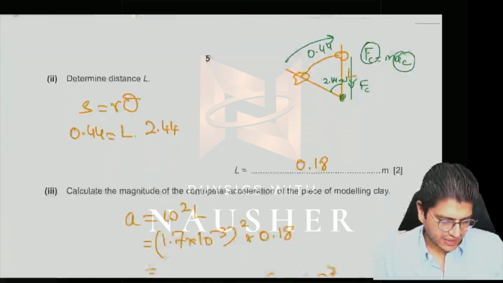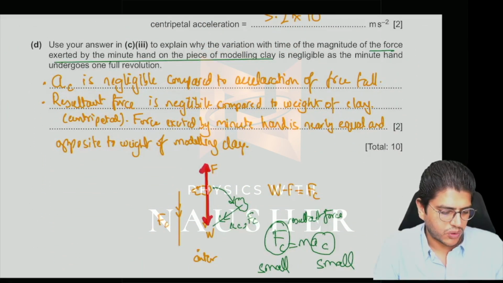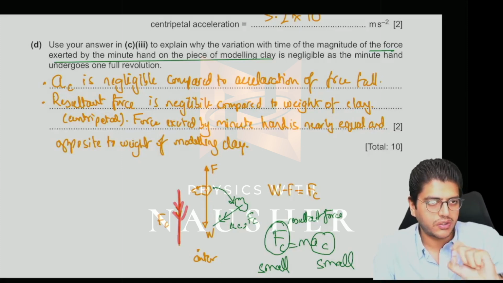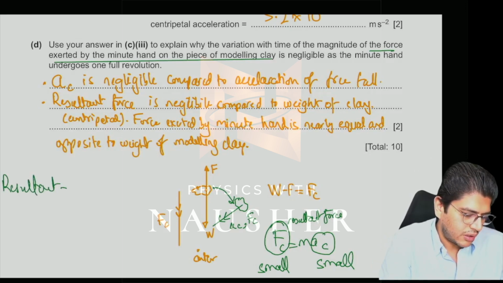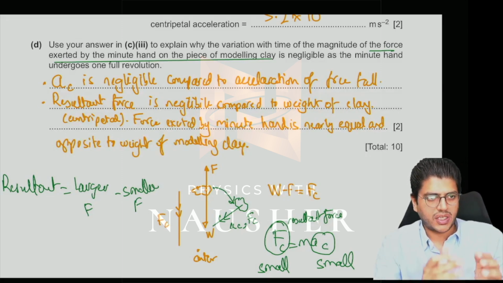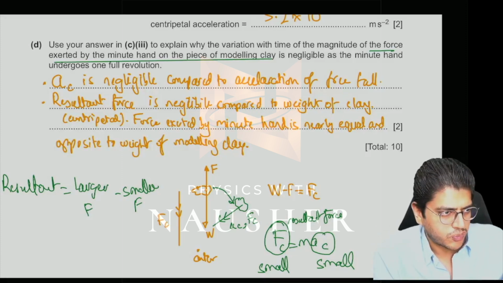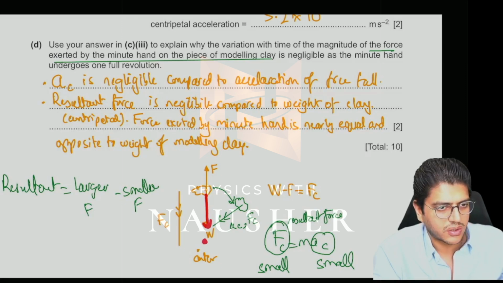So there are two forces acting. One is the weight of the modeling clay, which is downwards, and second is the force of the minute hand, which is upwards. And because you know that the central force is the resultant force. Now, what is resultant force? Resultant force is always the larger force minus the smaller force. And for circular motion, that larger force will always be the one pointing towards the center of the circle. So which is the force pointing towards the center of the circle? It is the weight of the object.